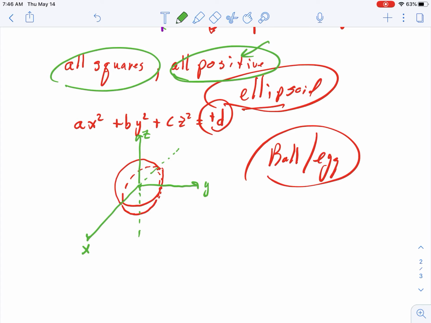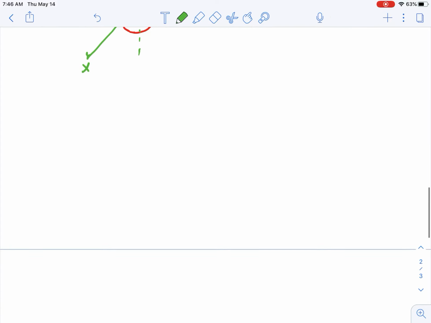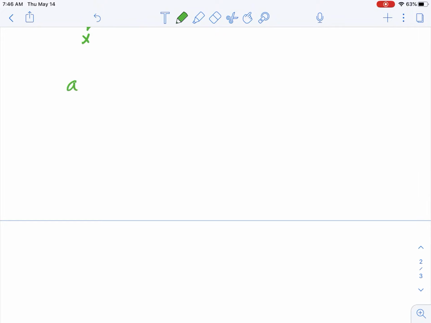Since we're all positive and all squares, let's change this to one of them being negative. So let's say we have ax squared plus by squared minus cz squared equals d. Okay. All right. So remember, what does a negative do? Well, remember, an ellipse that cuts it and fillets it open. So the same thing happens here.